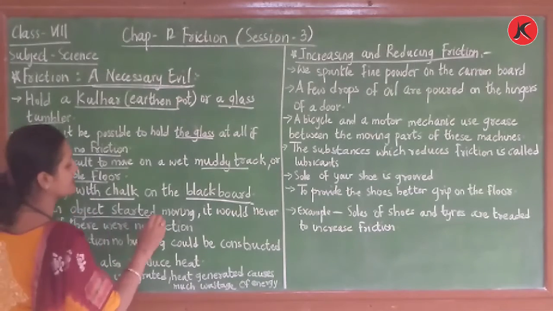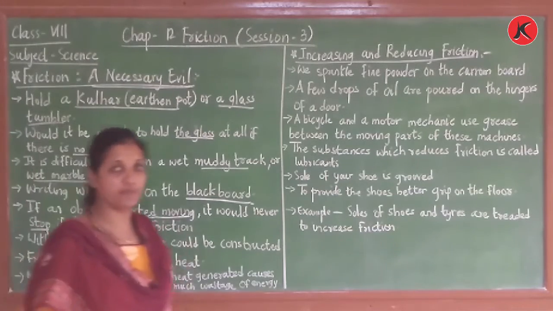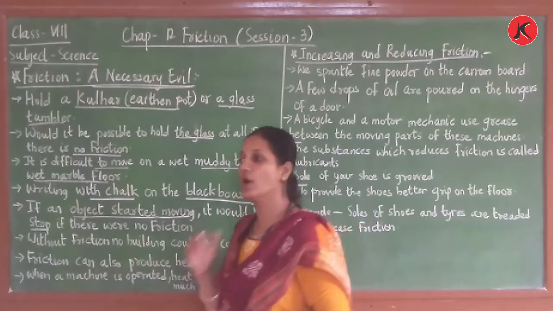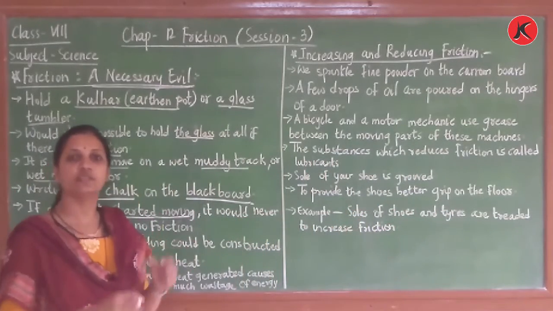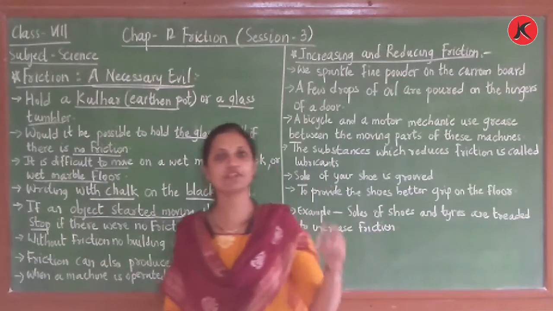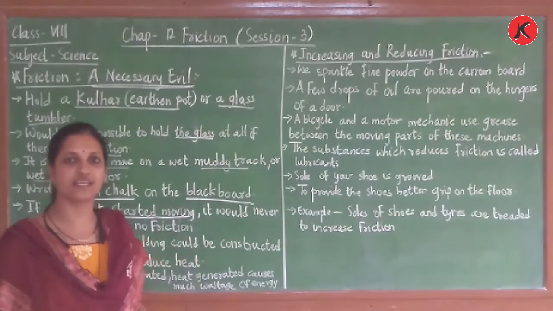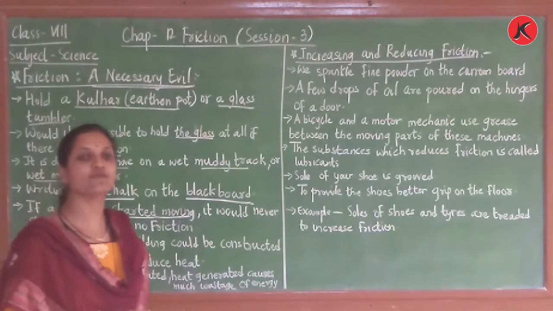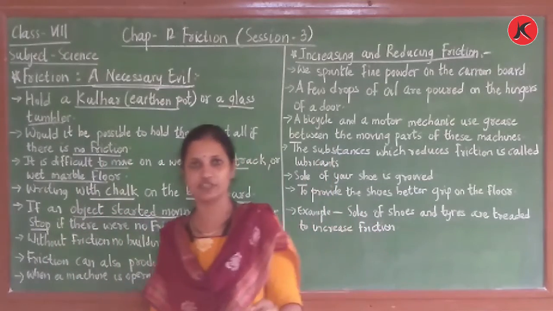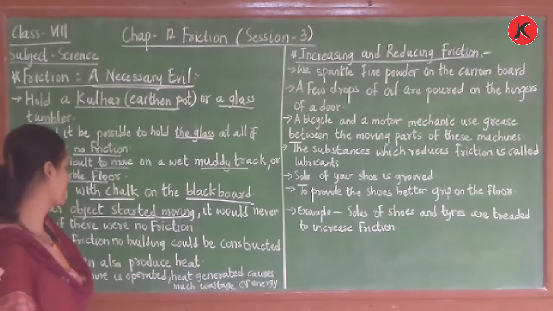If an object starts moving, it would never stop if there were no friction. For example, in session 1 we discussed, if we throw a ball, right? So what will happen, children? The ball will go in motion by the force applied by our body, and after that the speed is reduced and at some point it will stop. Otherwise, if a ball is moving, it will continuously keep moving. So because of friction, the ball stops after the force on the object is reduced.